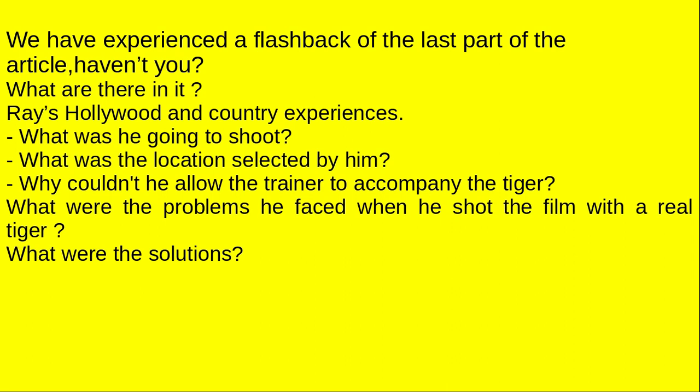And what were the problems he faced when he shot the film with a real tiger? We have come across 4 problems. First one is to find a tiger. Next one is to take it to the location. Next one is to control it without its trainer. And the fourth one is when its hair gets flattened, how could they solve it? All those things were there.